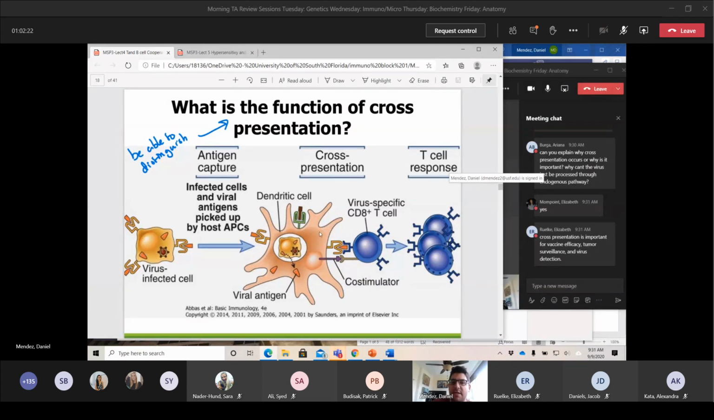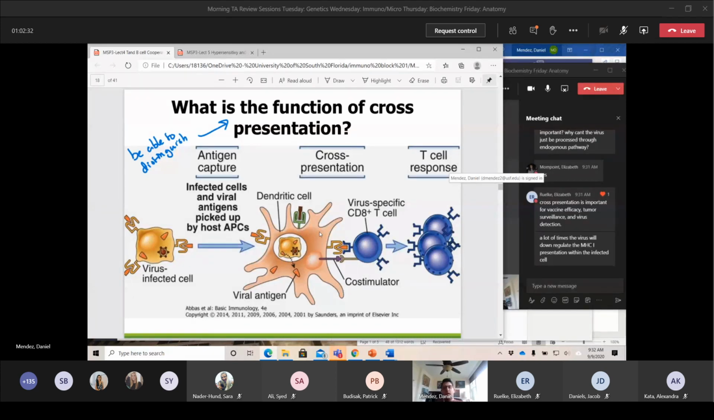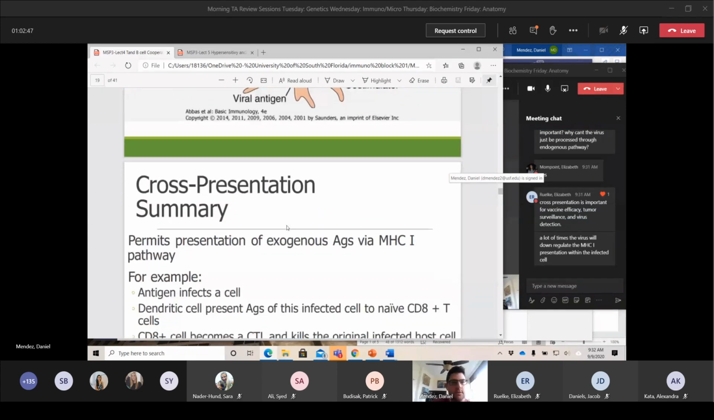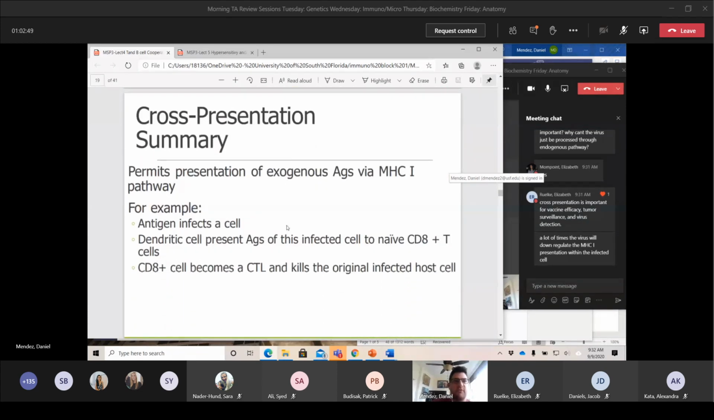So cross-presentation is very, very important, mainly for tumor immunity. And it's something that you'll get into when they talk about how cancer cells can evade the immune system. It's also used in vaccine creation, but not as much. Mainly it's the big thing right now with immunotherapy, with cancer treatment. There's our summary of cross-presentation.